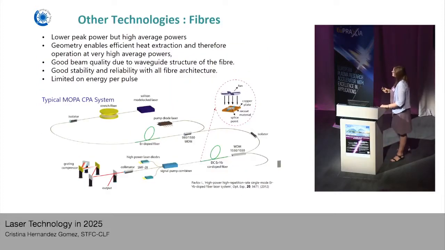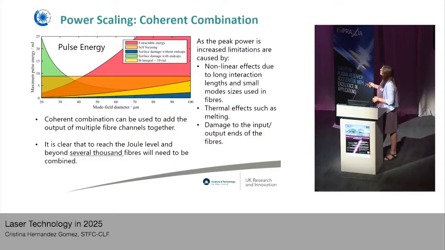And I would like to finish with something that we don't do in the CLF, but that has taken a lot of interest from other people, which is fibers. I mean, with fibers, we are in a different regime now. We have really, really high average powers, but of course, the energy per pulse is very different. But it's just to show you that if simplicity is what you want, and you're not bothered about any other factors, with fibers you can have a CPA system all drawn in one line. But of course, there are limitations.